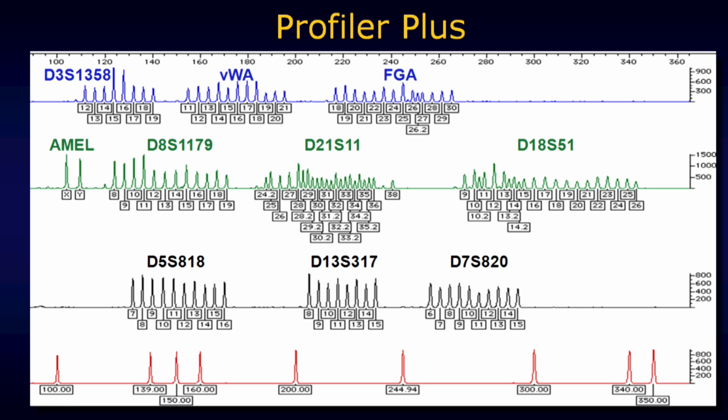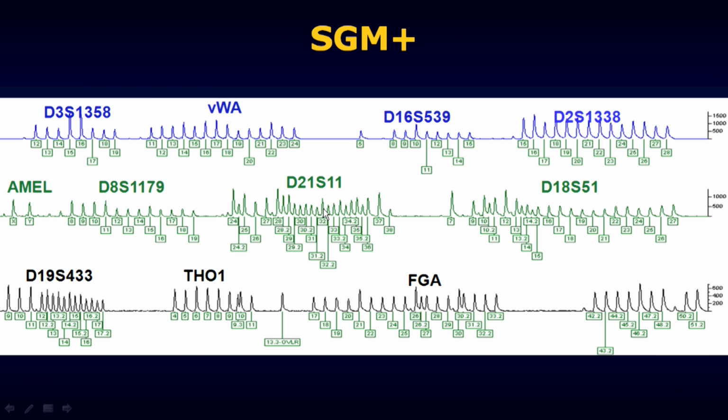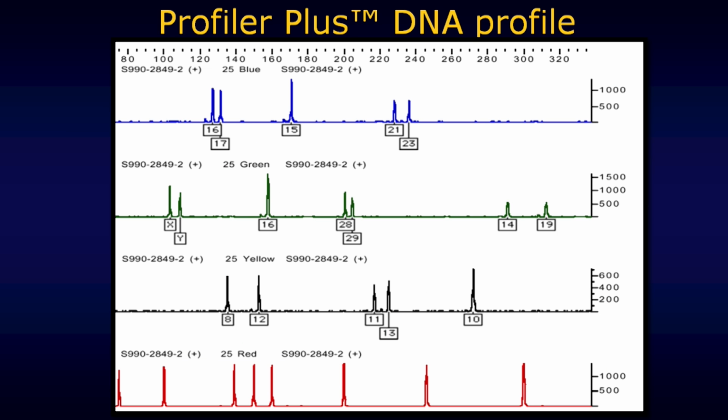laboratories over the years. Here's the kind of peaks that you might see if you used a different test kit. This is called SGM Plus. It's from the same manufacturer, but this particular kit is more popular in Europe and especially in the United Kingdom. But ultimately, again, this is the kind of DNA profile that you'll see when you are generating a DNA profile with the Profiler Plus test kit.